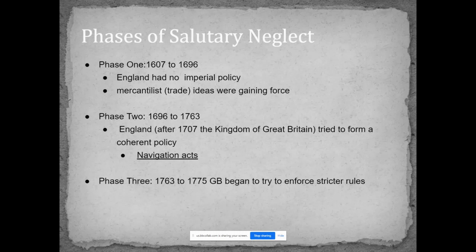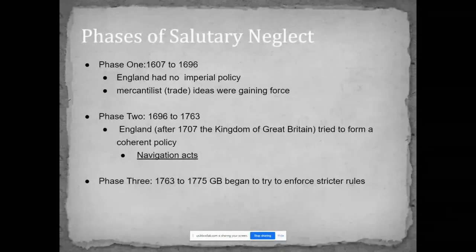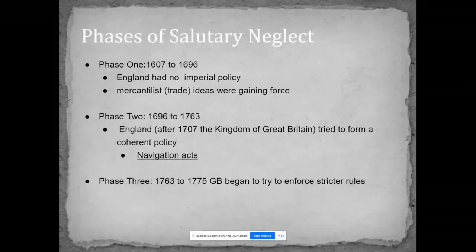And so again, the goal here is to make sure that trade is contained within the empire and there isn't a trade deficit, or in other words, they are not to become dependent on Spain or Portugal or France or Denmark or whatever the case may be. So that's what mercantilism was, and the Navigation Acts were an attempt to begin to enforce mercantilism.